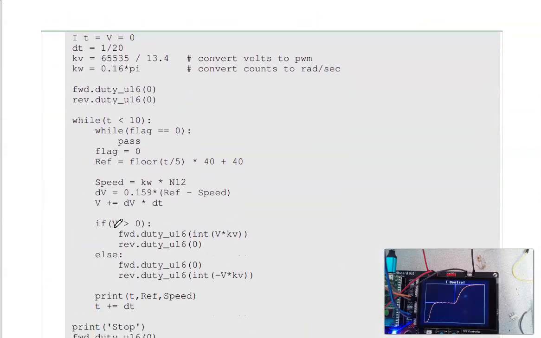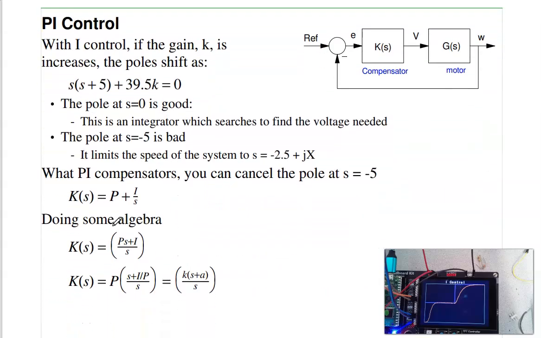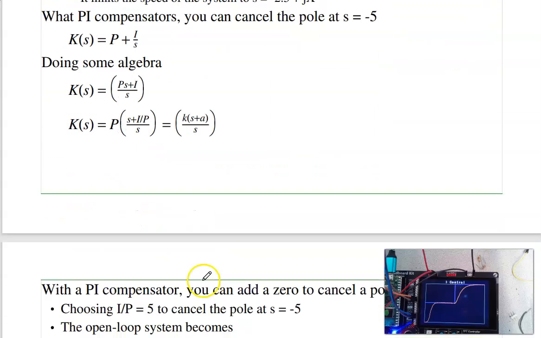And the corresponding code. That's a P controller. Well, I could do even better, do a PI controller. With the PI controller, I've got two terms, a proportional and an integral term. Doing some algebra, put this over a common denominator, factor out the P, and what this looks like is I've got a gain K, I've got a 0 I can place anywhere I want, and an integrator. The integrator is good. What I'm trying to do is find out what voltage holds the speed. That's a constant. Integrators are really good at estimating constants.